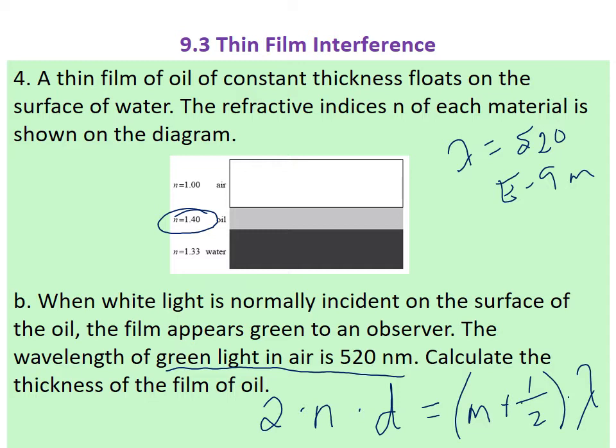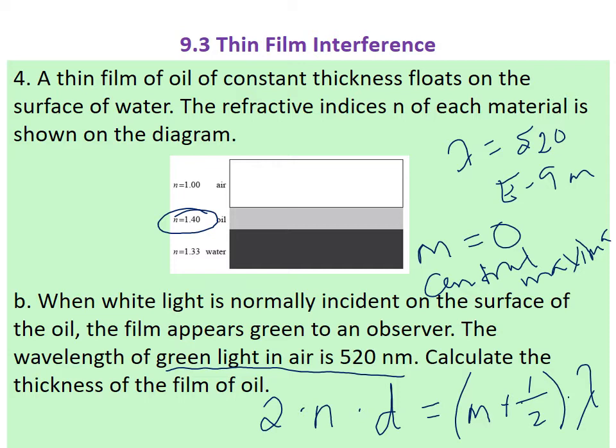In this case, I will let m equal 0. When m equals 0, that's where we have our central maxima. So I'll let m equal 0, and by adding in 1/2, I will now have a bright fringe. So all I'm left to solve for is my unknown d, where d is the thickness of the oil layer. Not too bad. Isolate your unknown and solve.